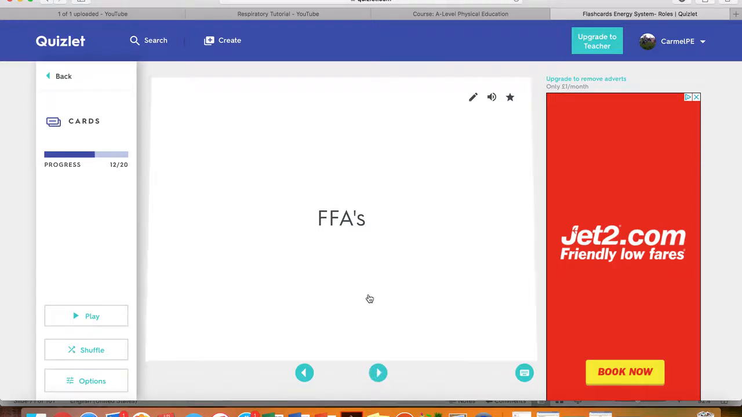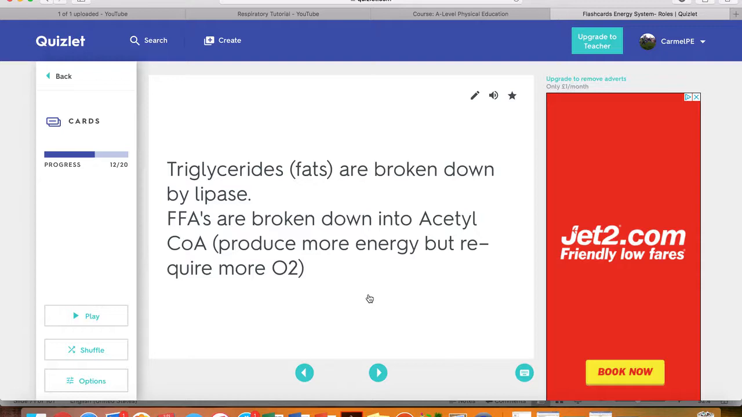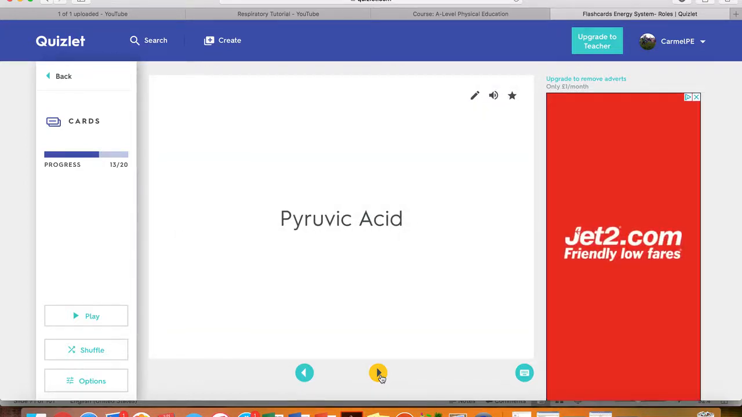FFAs, what are FFAs? Okay, let's have a look at that together. FFAs are your free fatty acids. They can be used by the aerobic system. They produce large amounts of energy, but they're resynthesized quite slowly and they require large amounts of O2 to resynthesize ATP using FFAs, sorry.